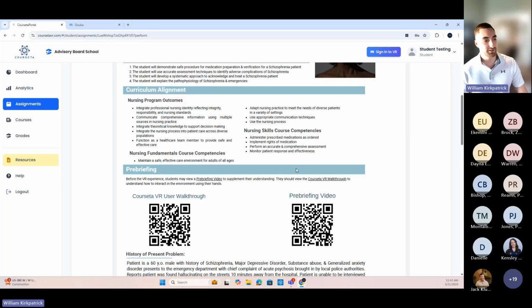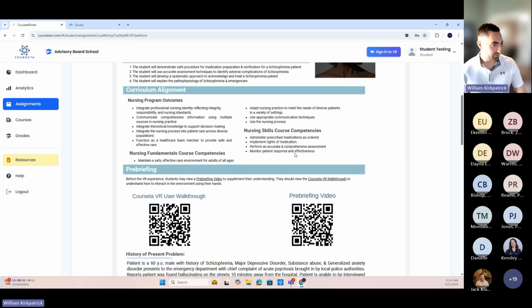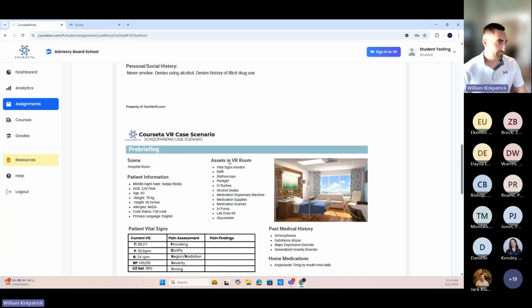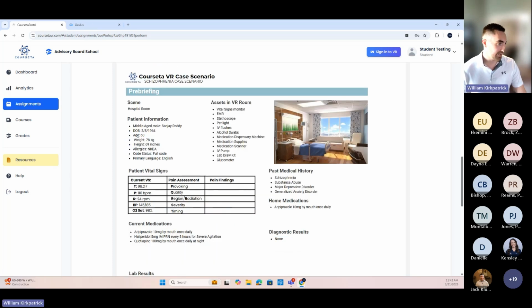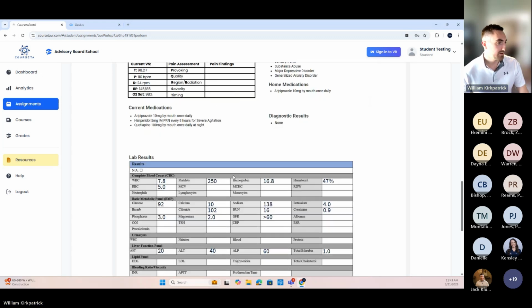But in this scenario, I made this patient aggressive. I can, of course, show you how that works after the scenario is over, but this patient will be aggressive when we get into the scenario. We're going to be in an inpatient hospital room. We're going to have access to a vital signs monitor, all the things you would need to give medications, and we can collect labs as well. Once again, past medical history significantly is schizophrenia, substance abuse, major depressive disorder, and generalized anxiety disorder.